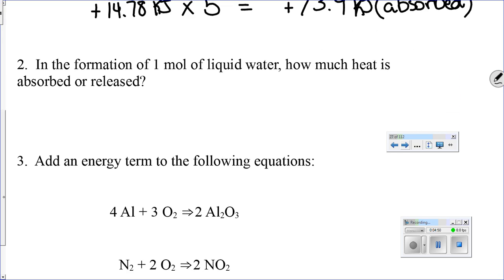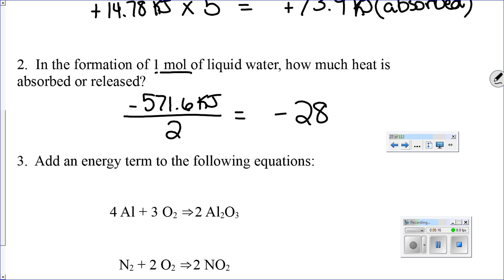Number 2, formation of 1 mole of liquid water, how much heat is absorbed or released. So find the reaction where liquid water is formed. And when you find that, you'll see you have a delta H of negative 571.6 kilojoules. And that's actually in the formation of 2 moles. You're making 2 moles of water in that reaction. So if we only wanted to make 1 mole, we'd divide that by 2. And we get negative 285.8 kilojoules of energy. And that's negative, so this is being released.